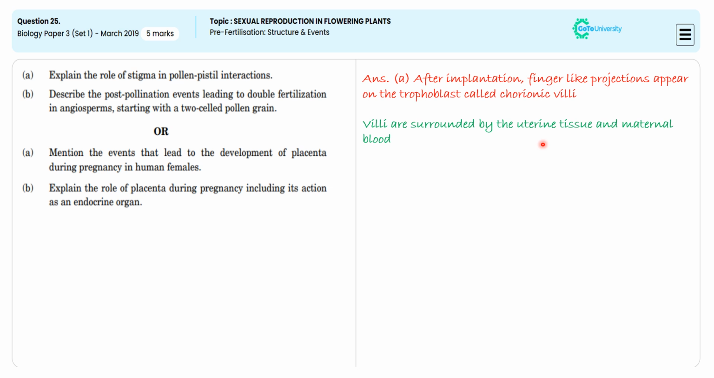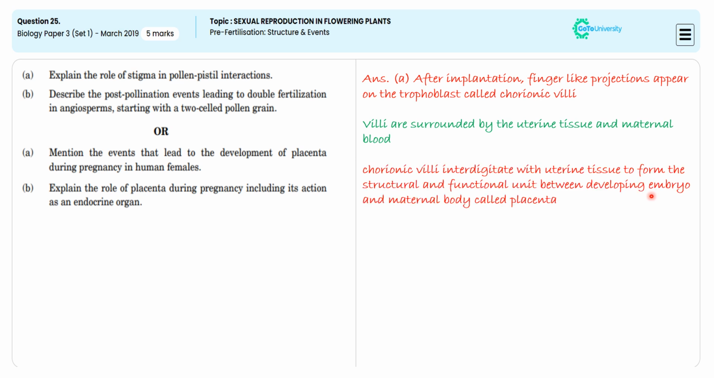And for specifying that the chorionic villi are interdigitated with the uterine tissue to form the structural and functional unit between the developing embryo and maternal body, called the placenta, for this specification, we are getting another 1 mark. In this way, we are satisfying the 3-mark demand of the first sub-question of the second optional question.